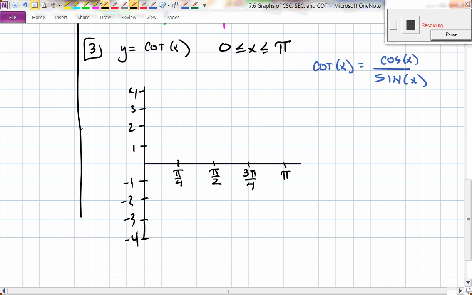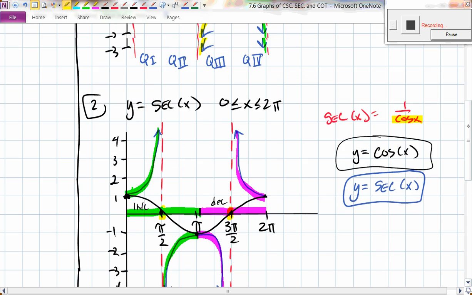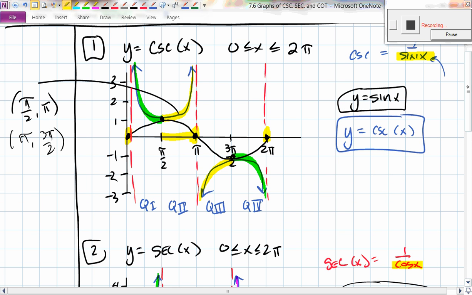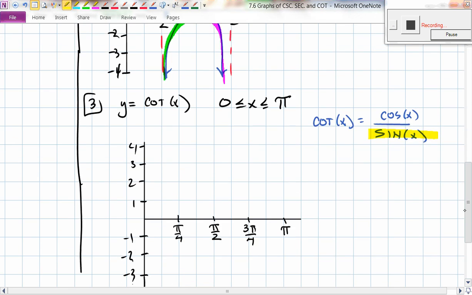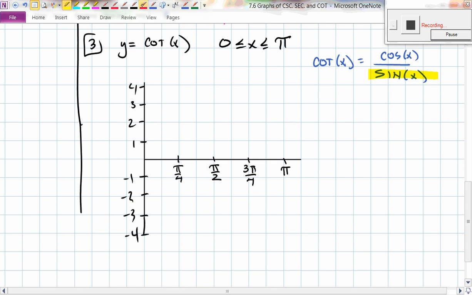Okay, so let's approach it this way. I have sine on the denominator, so I have to ask myself, when is the sine equal to 0? And we can answer that question by looking back at the first box that we did. This is my black sine curve. When was the sine equal to 0? At 0 and pi and 2 pi. But since I'm only focusing on 0 to pi, I know that at 0 I have to have a vertical asymptote, and at pi I have to have a vertical asymptote. Okay?